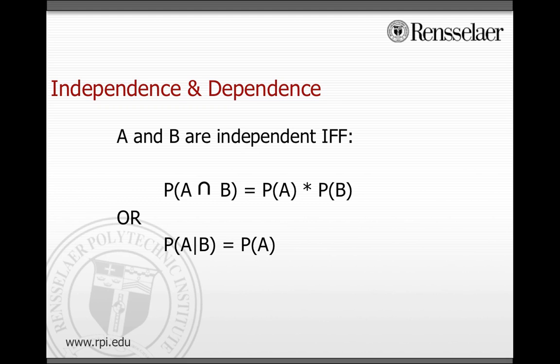And to say this mathematically, you can use these two statements. A and B are independent if and only if, that's the IFF you see there, the probability of A and B occurring is equal to the probability of A multiplied by the probability of B occurring. This can also be stated as the probability of A given B is equal to the probability of A occurring, since if they are independent, they'll have no effect on each other.